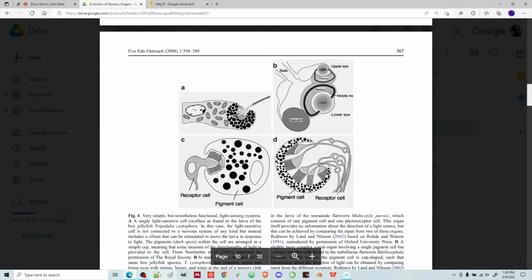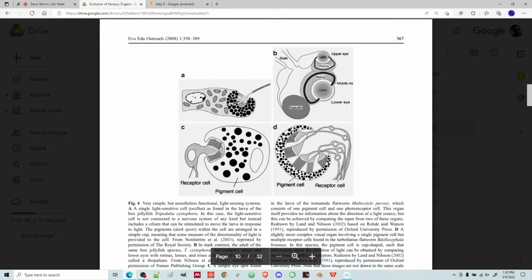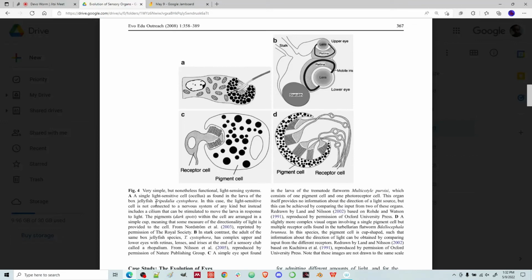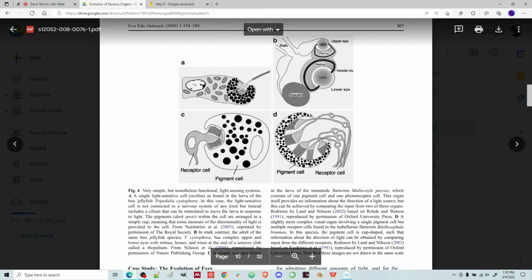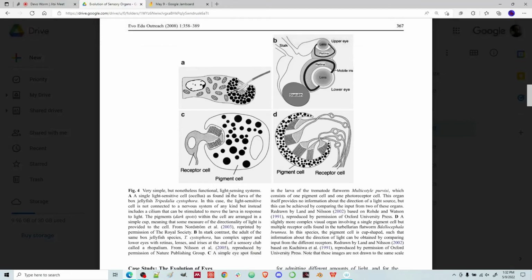So now we get into these light sensing systems. This shows examples: a simple light sensitive system is shown in A. This is the ocellus, found in the larva of the box jellyfish. The light sensitive cell is not connected to a nervous system of any kind, but instead includes a cilium, which can be stimulated to move the larva in response to light. So this is a very simple light sensing organ.